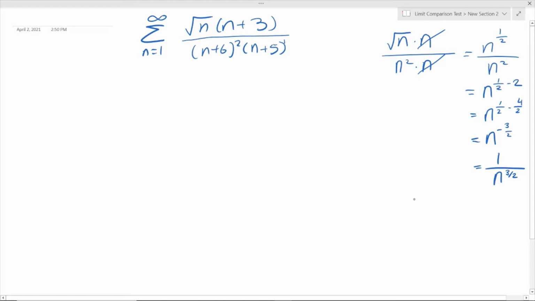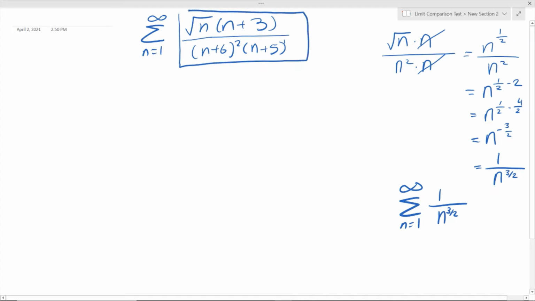And so the series we can compare it to is this series. I just put this right in here. In this case, we can take this whole thing as the series with AN in it, and this whole thing as the series with BN in it. However, this section right here is going to be our BN. That's how we can look at this.